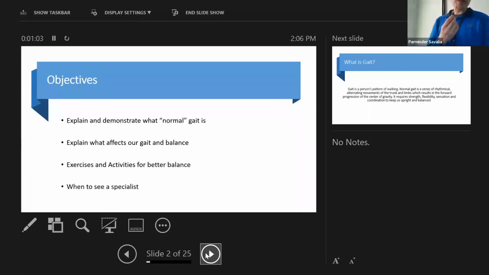So our objectives for today, number one, to explain and demonstrate what normal gait is. Number two, explain what affects our gait and balance, exercises and activities for better balance. And lastly, but not the least, is when to see a specialist.